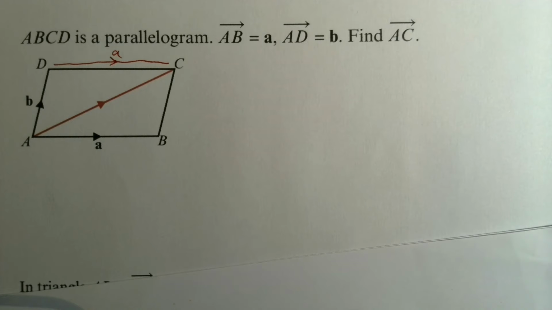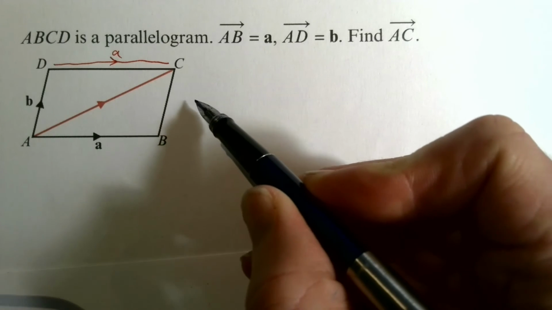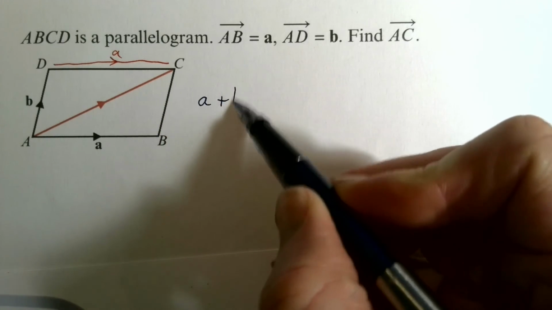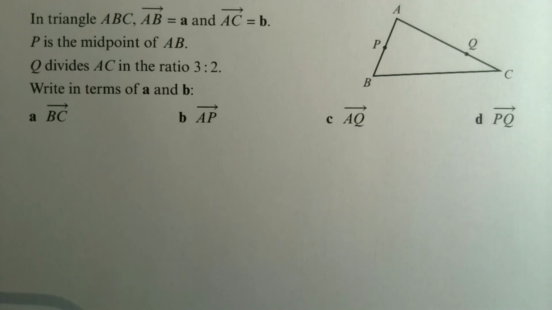You've just got to do B plus A or A plus B, because you could go along there and then up there. That would be the same, wouldn't it? So there we go. A plus B. That's all that one is.